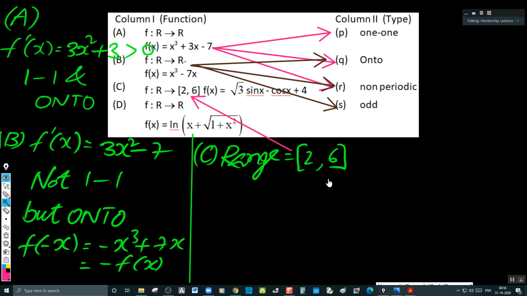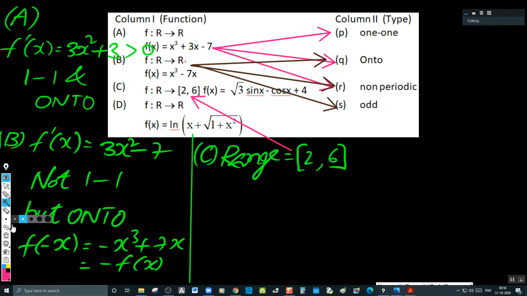So it will be definitely onto ho jayega. That is definitely onto function. And it will definitely not a 1, 1 function. It is definitely not a 1, 1 function because it is trigonometric. So not 1, 1 but onto, and obviously because it's a trigonometric function you have to think about that. Yes, it's periodic and it is not odd.